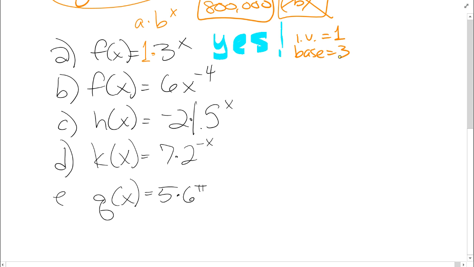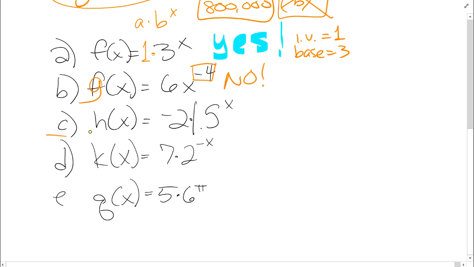Part B, f of x, it should have been g of x. G of x is 6x to the negative 4. Not an exponential function, because we needed the x to be the exponent, and that's how we get exponential functions. What is this? This is just a power function because there are no other terms here. So the most basic form of a polynomial function.